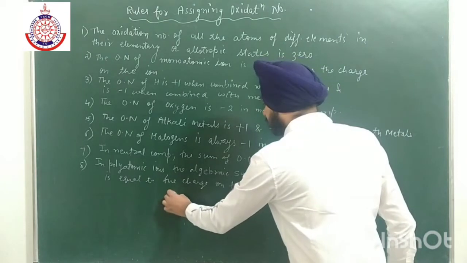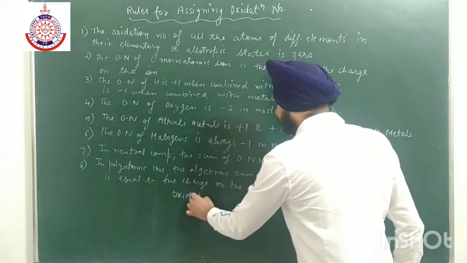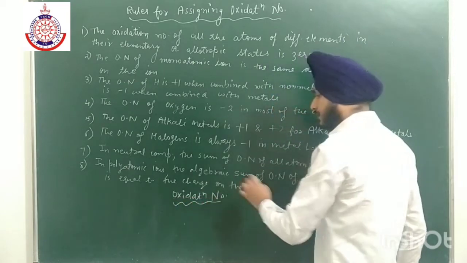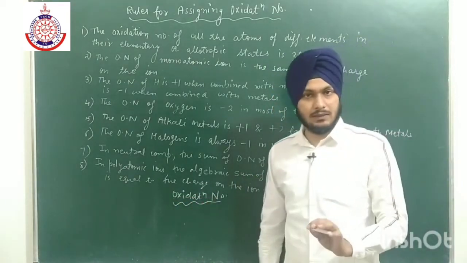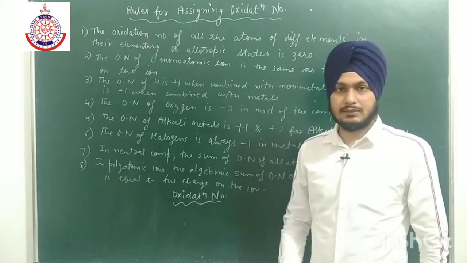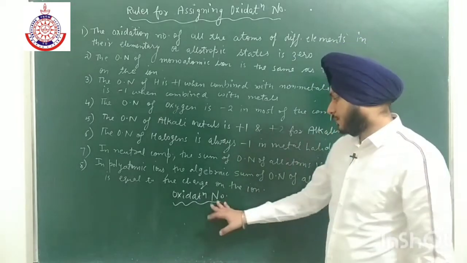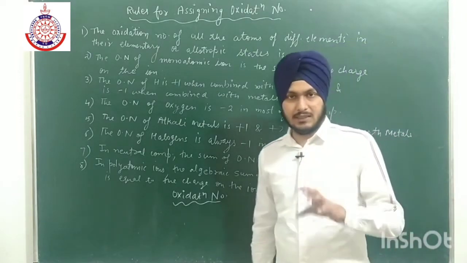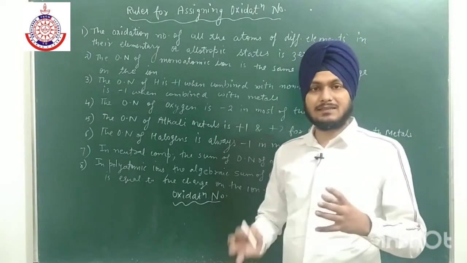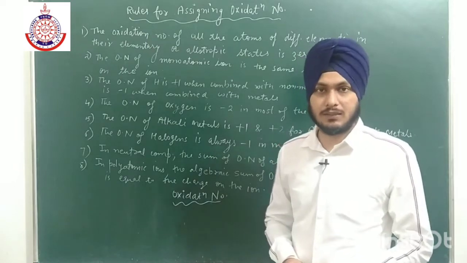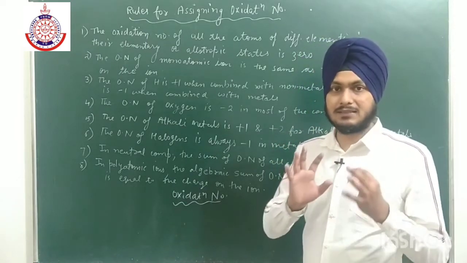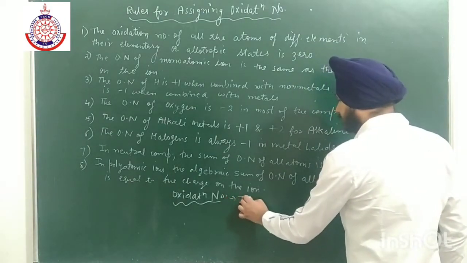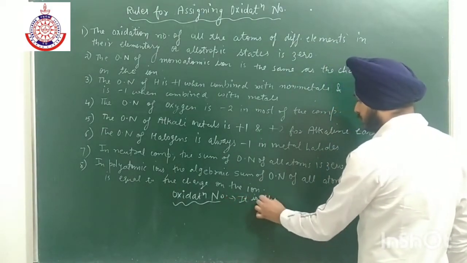Firstly, oxidation number. This term is quite different from the valency which we have learnt in 9th class or in 10th class. So what is oxidation number? Oxidation number is the charge which is generated on the atom of an element when it is combined with the other atoms of the element, when it is in combined state.